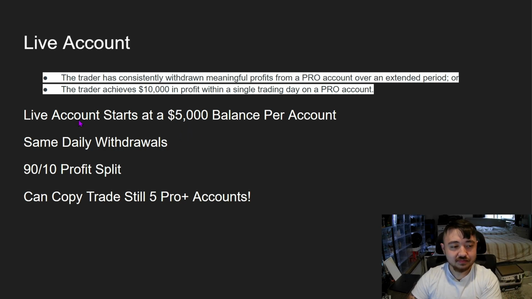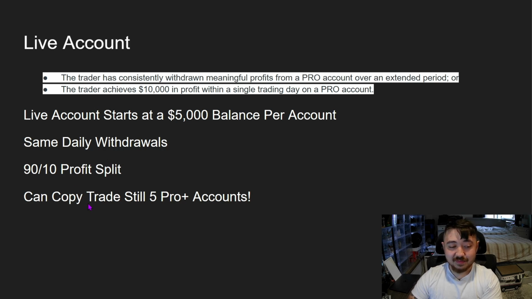Let's go. So a live account starts at a $5,000 balance per account. So it's basically a static account. You have $5,000 to work with. You just can't let it hit 0, basically. Same daily withdrawals, which I like. 90-10 profit split, so that's a lot better.